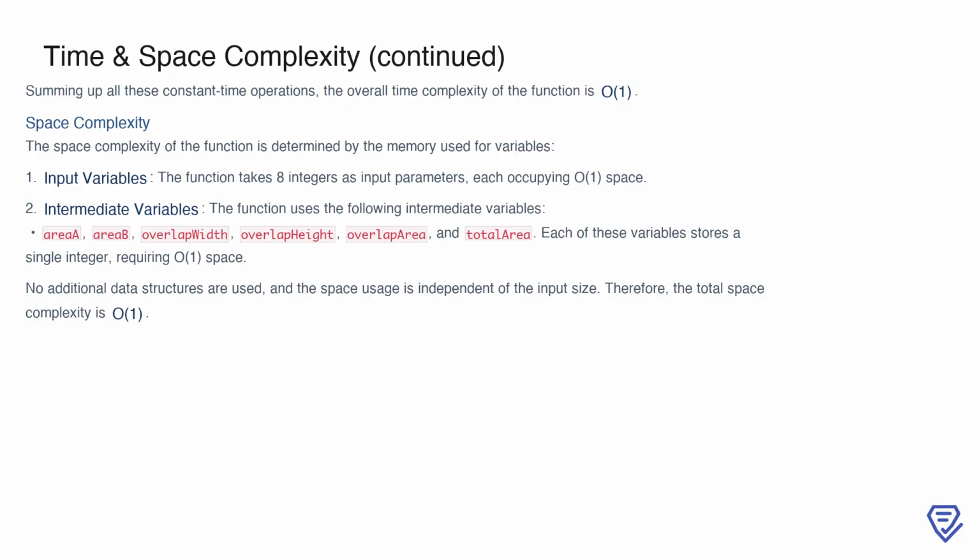Now, looking at the space complexity, we analyze the memory usage. The function takes 8 integers as input, each requiring O(1) space. Additionally, it uses a few intermediate variables: area A, area B, overlap width, overlap height, overlap area, and total area. Each of these is a single integer, so they also require O(1) space collectively. Since no additional data structures or dynamic memory allocation are used, the space complexity of this function is also O(1), independent of the input size.